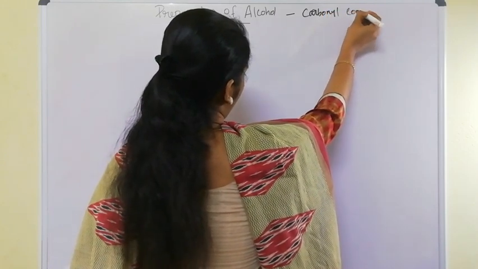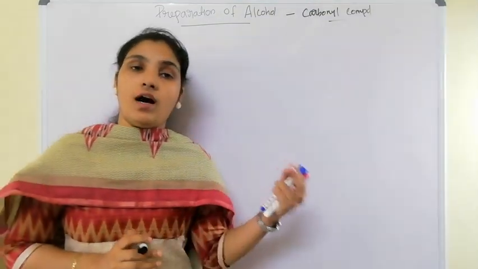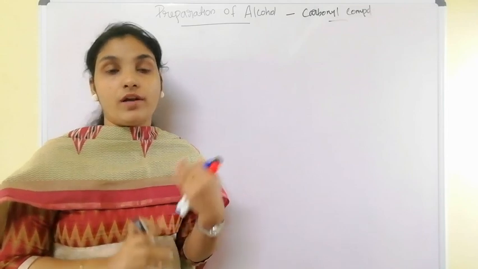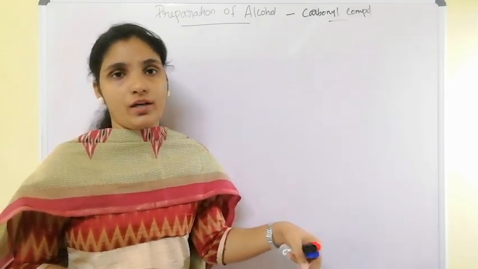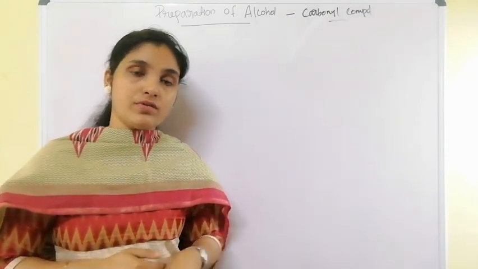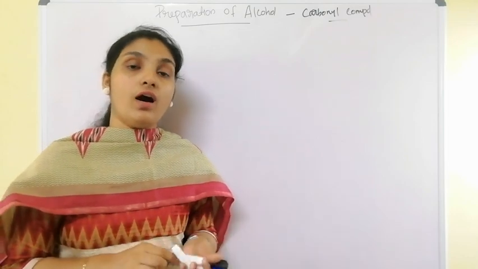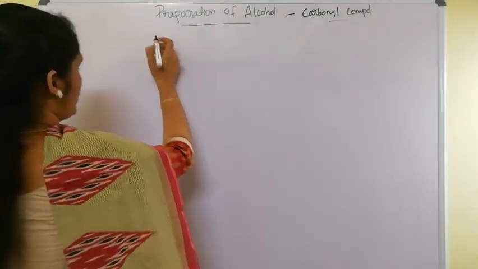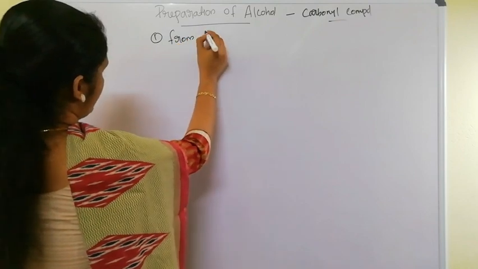So carbonyl compounds, we are familiar. We know what carbonyl compounds are: aldehydes, ketones, carboxylic acid, ester, acid chloride. All those compounds are known as what? Carbonyl compounds. So among these carbonyl compounds, first let's see the preparation of alcohol from aldehydes and ketones.